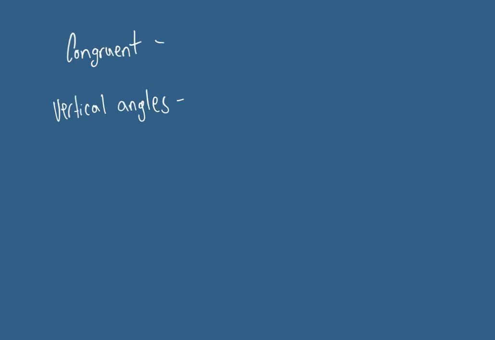Two words that we need to go over are congruent and vertical angles. For congruent, what I need you to know is that these are two angles that have the same measurement. They can be any measurement as long as they're the same, both 80, both 75, whatever. Okay.